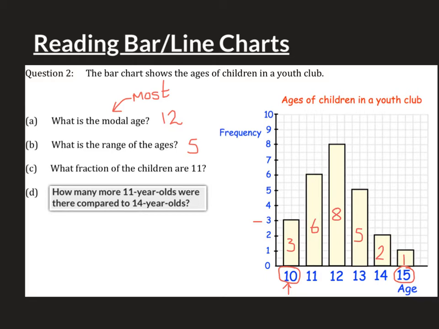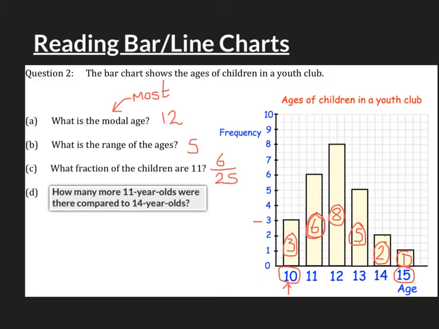What fraction of the children are 11? These questions, although they're about graphs, we're going to start using our other skills as well. We've got 6 people who are 11. So it's 6 out of how many? The question doesn't tell us the total, so we're going to have to add all of these numbers up to find how many there are in total that go to this youth club. If I add those up, 3 add 6 is 9, add 8 is 17, add 5 is 22, add 2 is 24, and add 1 is 25. So it'll be 6 out of the 25 that go there.